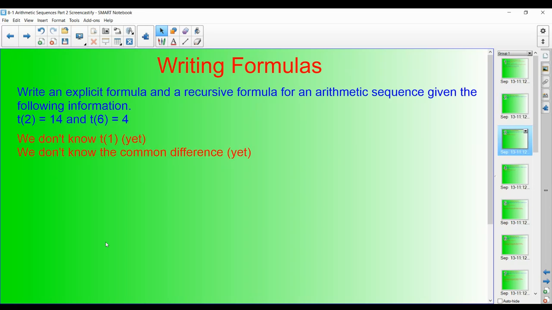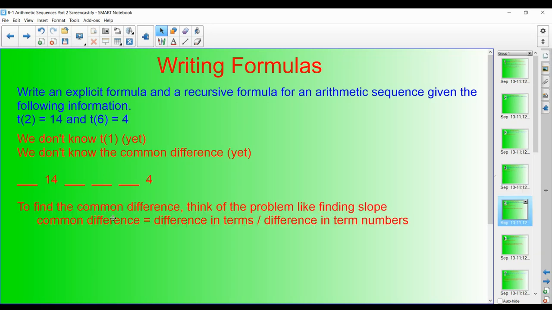Okay, how do I find term 1? How do I find the common difference? So since arithmetic is like linear, we're going to do something similar to finding slopes. So we don't know term 1, we know term 2 is 14, and 3, 4, 5 we don't know, and then term 6 we know is 4. And this might be helpful to write out as you're learning it to figure out how many steps I need to take. So the common difference, if it's arithmetic, we're going to do it like we do slope.